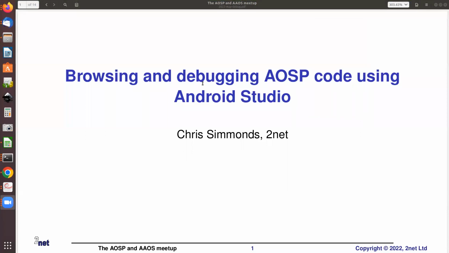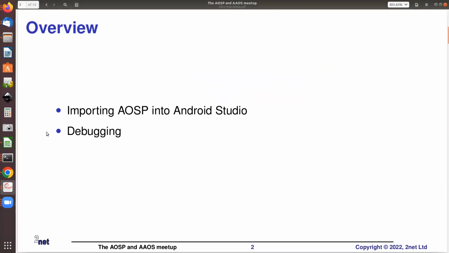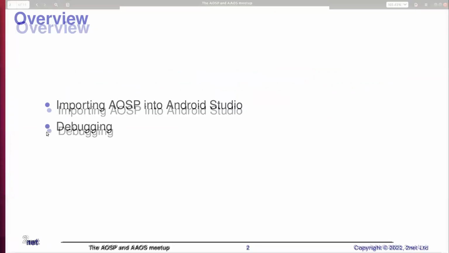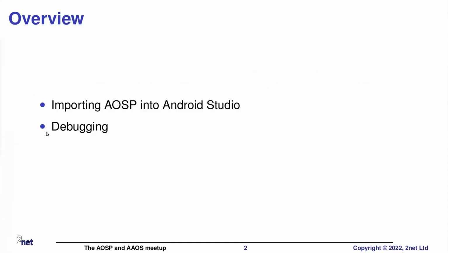Okay, so browsing and debugging AOSP code. Some people, it seems, like to use Android Studio, and some people like to do interactive debugging. Neither of these things is immediately obvious to do with AOSP. This comes up in my training courses over and over, and I've never quite delved into it. So this is my opportunity to tell you what I've discovered so far.